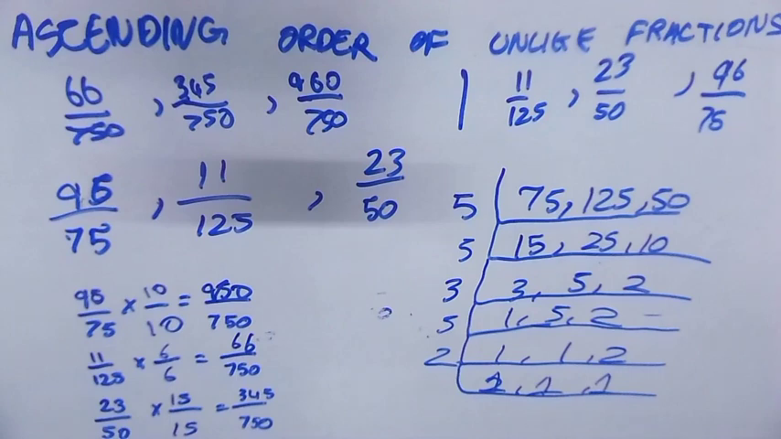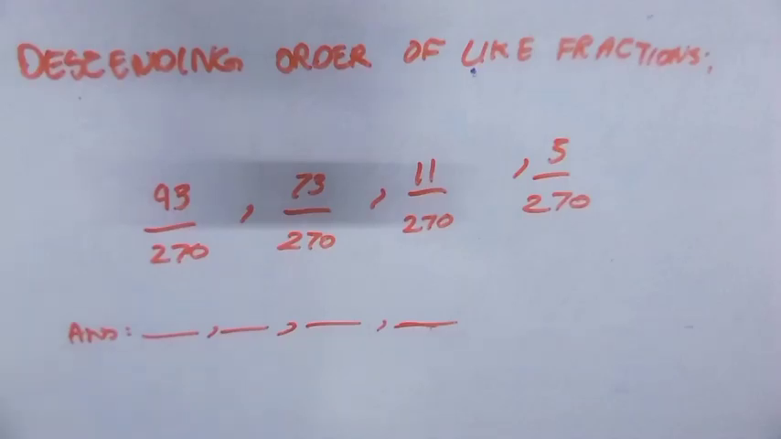Let's move on to descending order of like fractions. So descending order of like fractions. There are some fractions on the board which say 93 by 270, 73 by 270, 11 by 270 and 5 by 270. These are all like fractions, so I move on to the numerator. As this is the descending order, it's the exact opposite of the ascending order. I've got to come from the greatest number. So the greatest number here is 93 as the numerator.